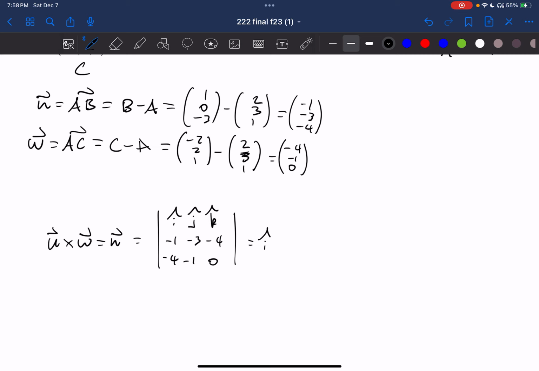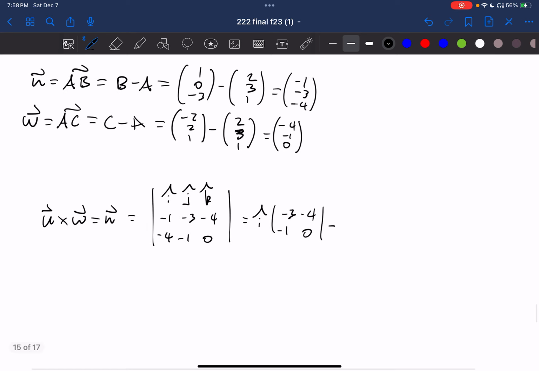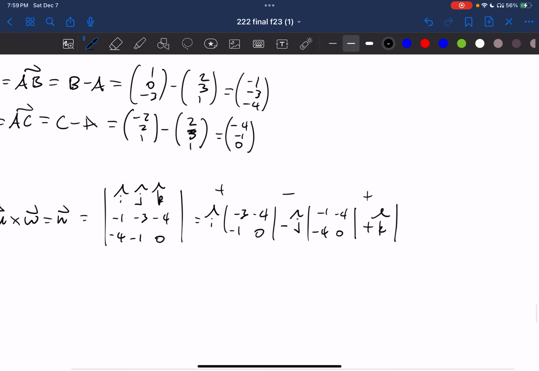This will be equal to I times, we need to find the determinant of this. Negative 3, negative 4, negative 1, 0, minus, right? Is it minus? It is minus, right? I think. Minus J, and then negative 1, negative 4, negative 4, 0, plus K, because I think it switches signs, negative, positive. Yeah, it does. That should be right. And then negative 1, negative 3, negative 4, negative 1.